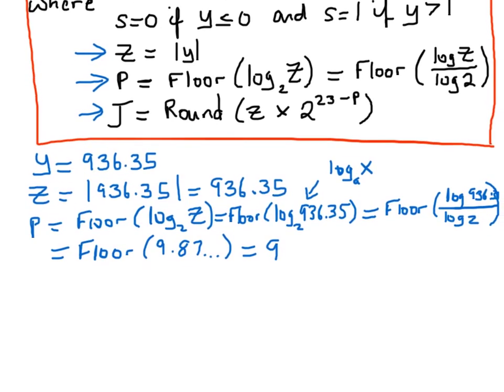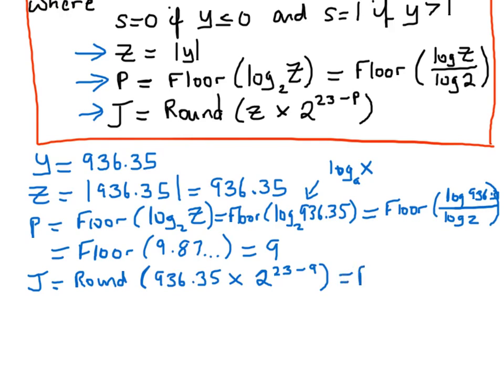Now the formula for j is that j is equal to the round, to the nearest integer, of 936.35 multiplied by 2 to the power of 23 minus p. So it's 23 minus p, which is minus 9. 23 minus 9, of course, is 14. So again, it's the round of this 936.35 multiplied by 2 to the power of 14.